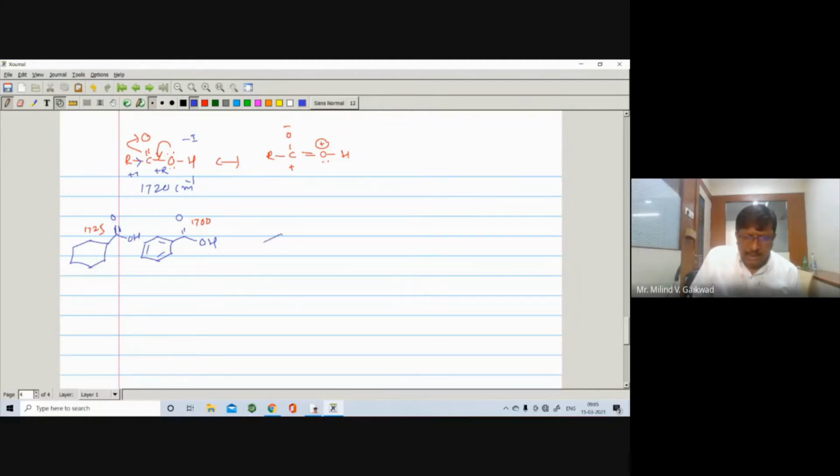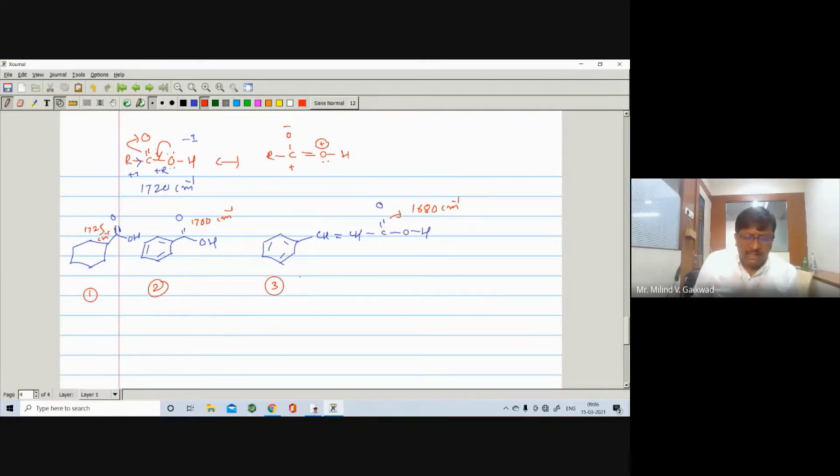And again if I write another example. Here there is a pi bond, pi bond, pi bond. Here is a CH double bond CH, and again C double bond O and OH. So the CO appears at 1680 centimeter inverse. So centimeter inverse is the unit of wave number. Now you will see that the first example is cyclohexane carboxylic acid, the second example benzoic acid, and the third example shows an increase in the conjugation.